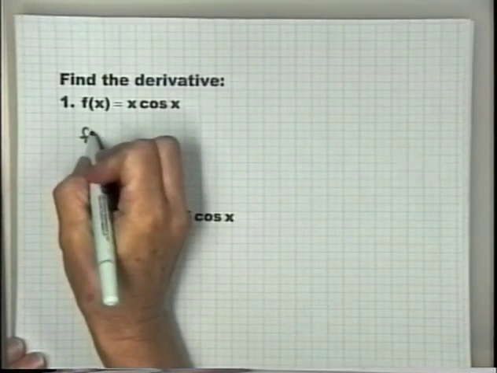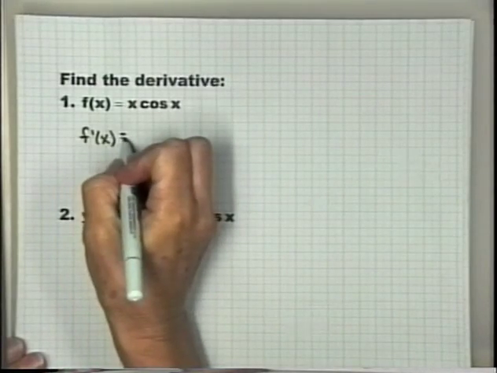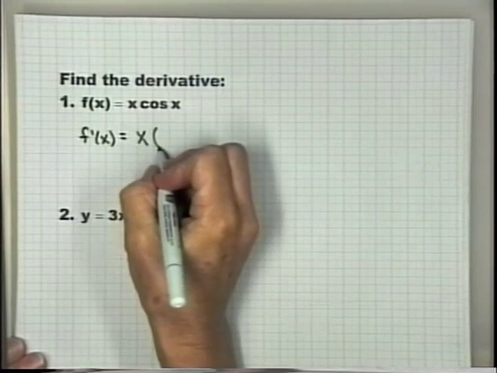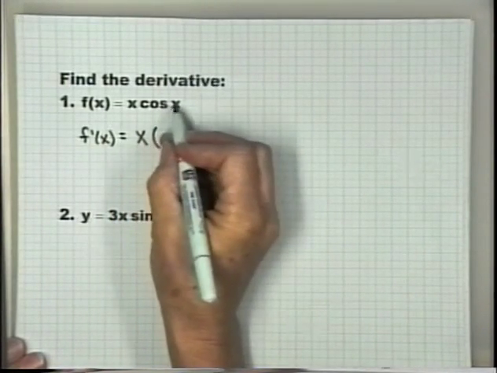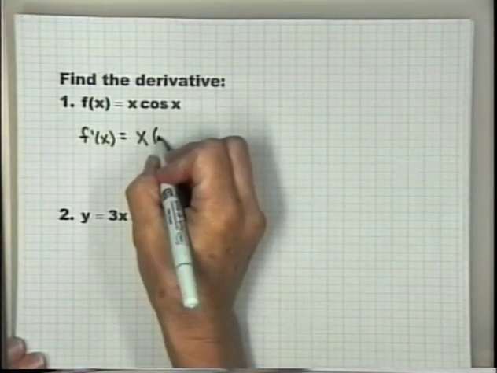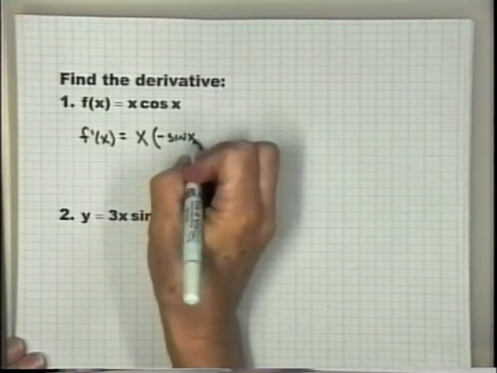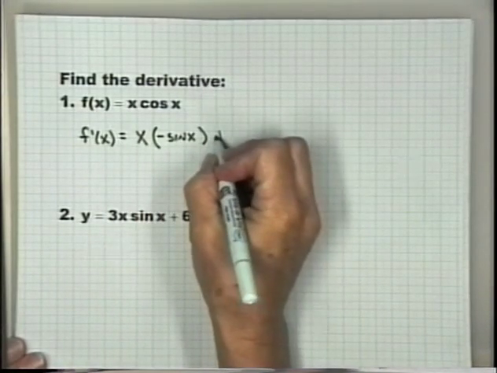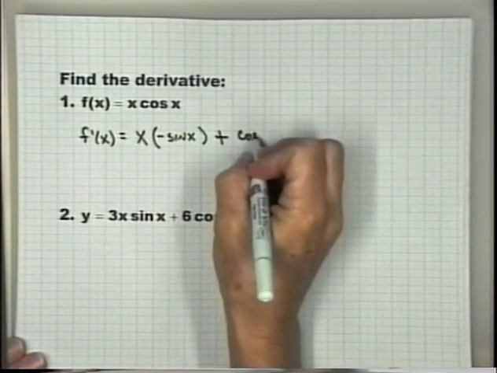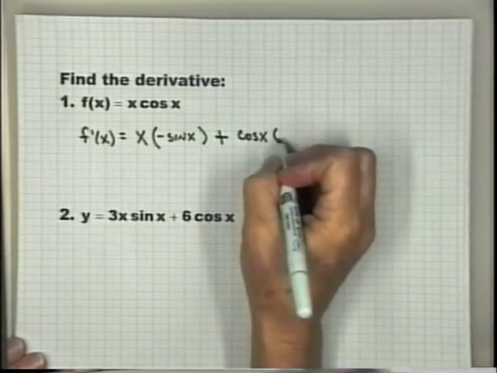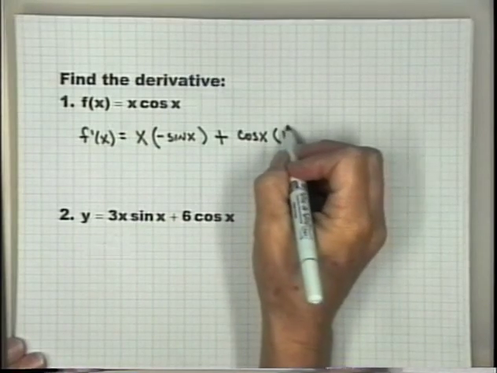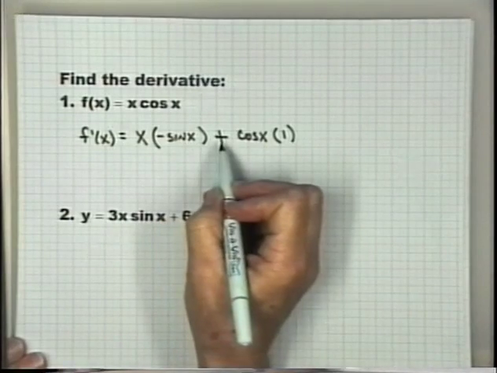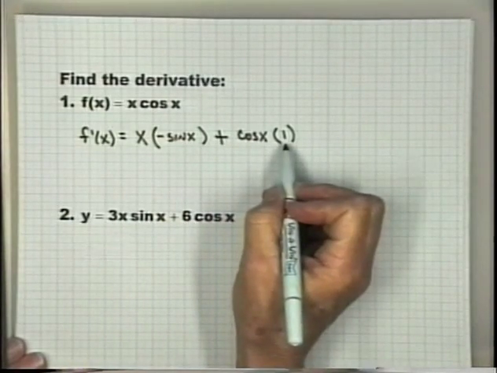Let's follow through the product rule. F prime of x equals first, our first function is x, times the derivative of the second function. The derivative of cosine x is negative sine x. Okay, first times derivative of second plus the second function, cosine x, times the derivative of the first function, 1. Okay, first times derivative of second plus second times derivative of first.